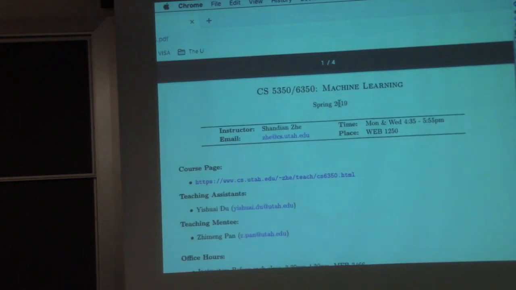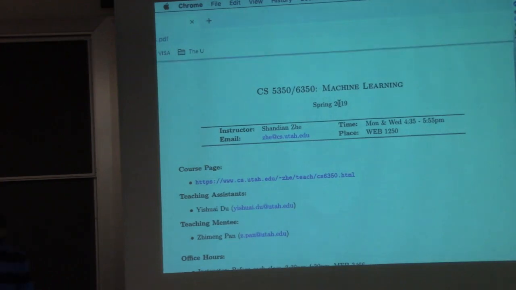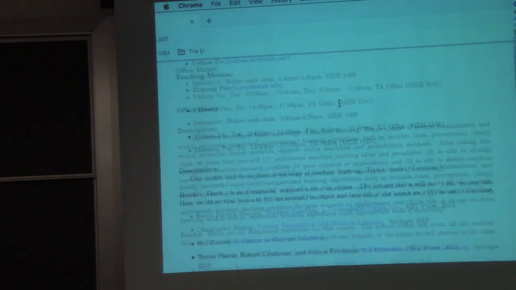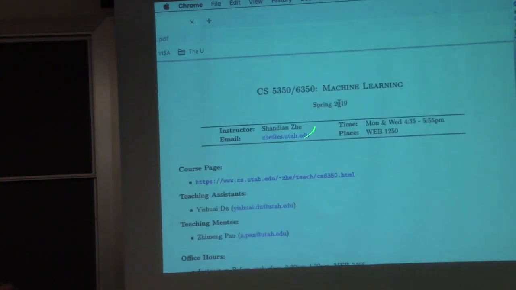Okay, so the course syllabus includes all the details and information about this course. I'm the instructor. Also, this is the time for the classes and the place, and this is my email address. Of course, you can find my email address on the course webpage as well, and this is the link to the course webpage.